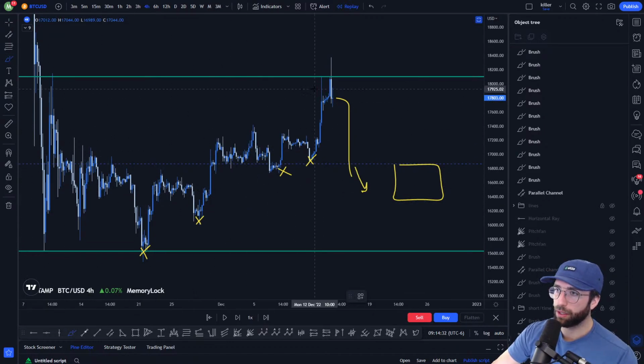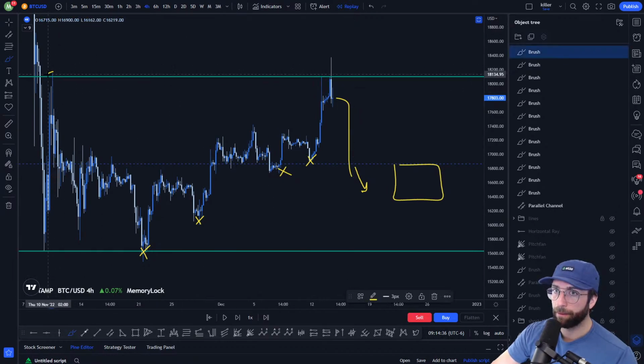Well, let's look at this right here as an example, and let's look at a couple different things here. We had this previous high, right? We had this previous high. We know that this is the range high. It acted as resistance here. Okay, so we had resistance here.